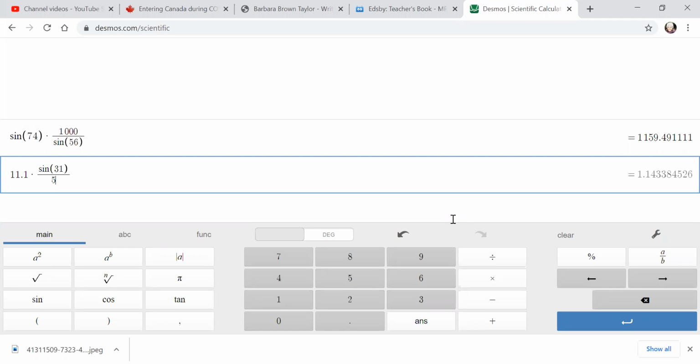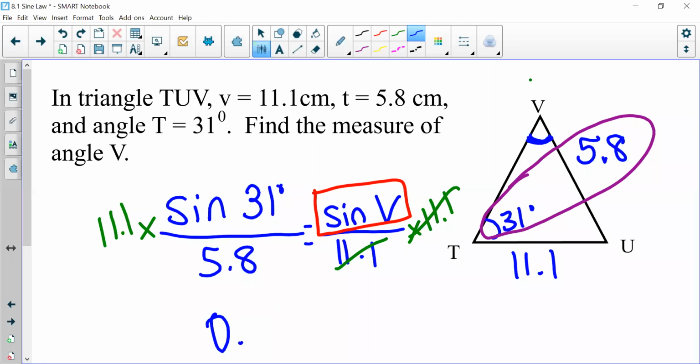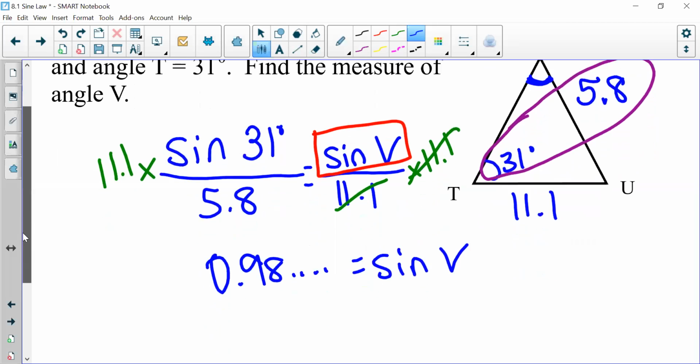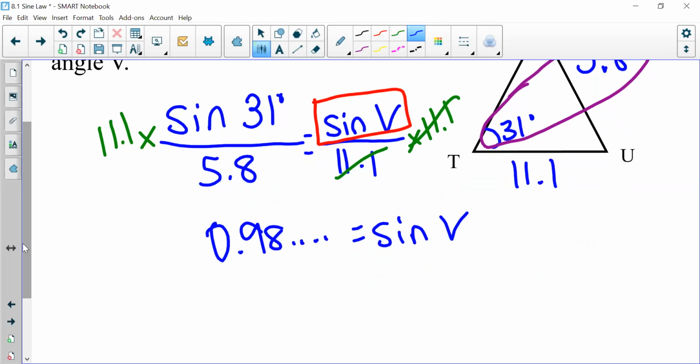Let me double check. Okay. Everyone needs to do this on their calculator, please. I have 0.9856, so on, so on, so on. 0.98 blah blah blah equals sine of V. Suggestions on how to get angle V? How do we get the sine off? Multiply or divide, sorry.